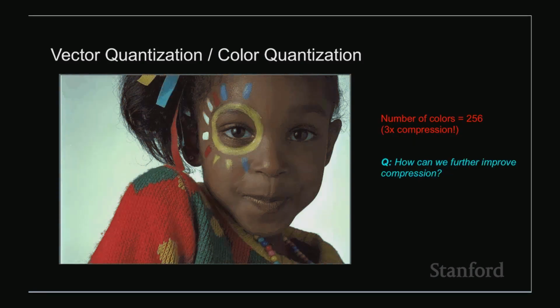Okay, so this is one idea, and we just did vector quantization on the color channels. It's sometimes also called color quantization. It was one of the first ideas which was explored in this field.